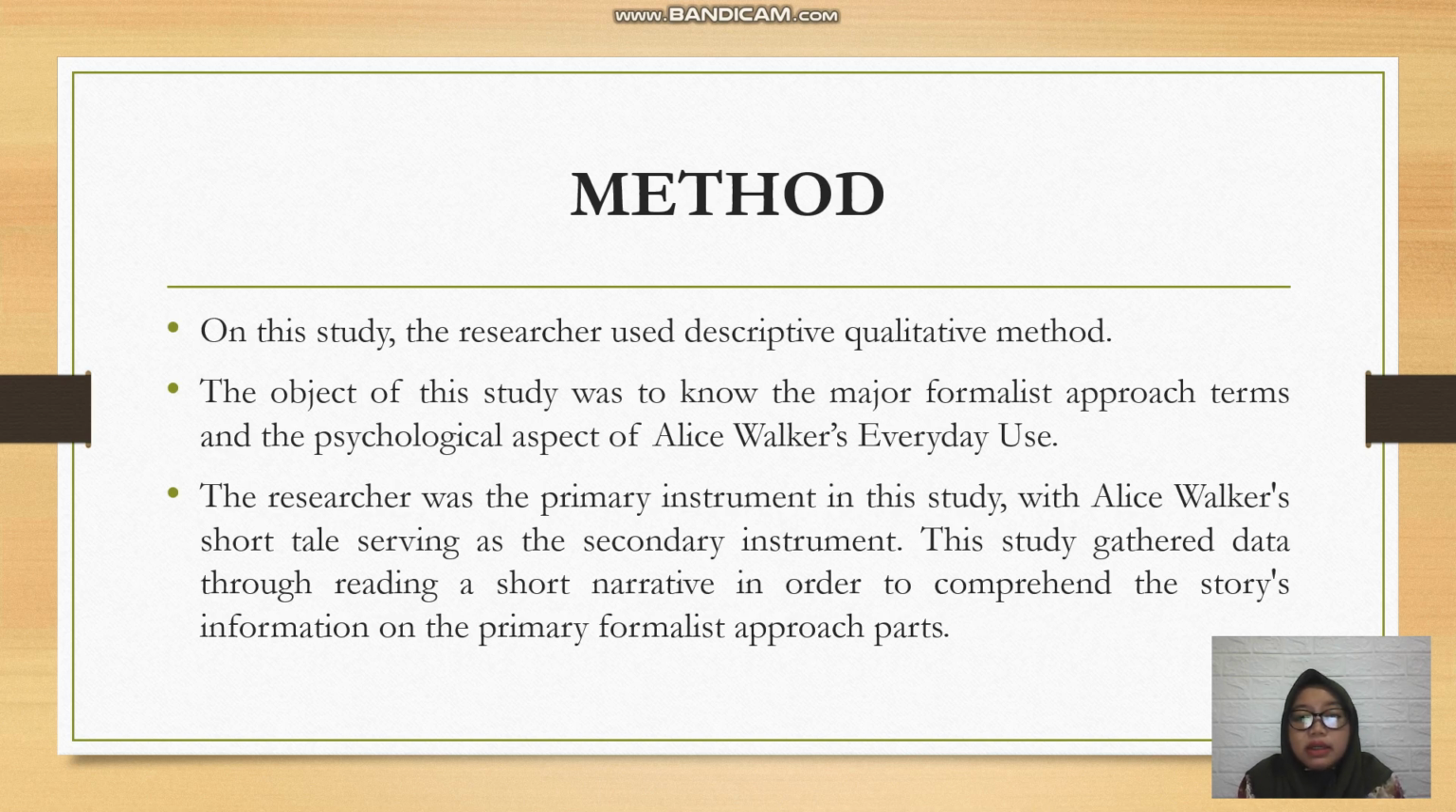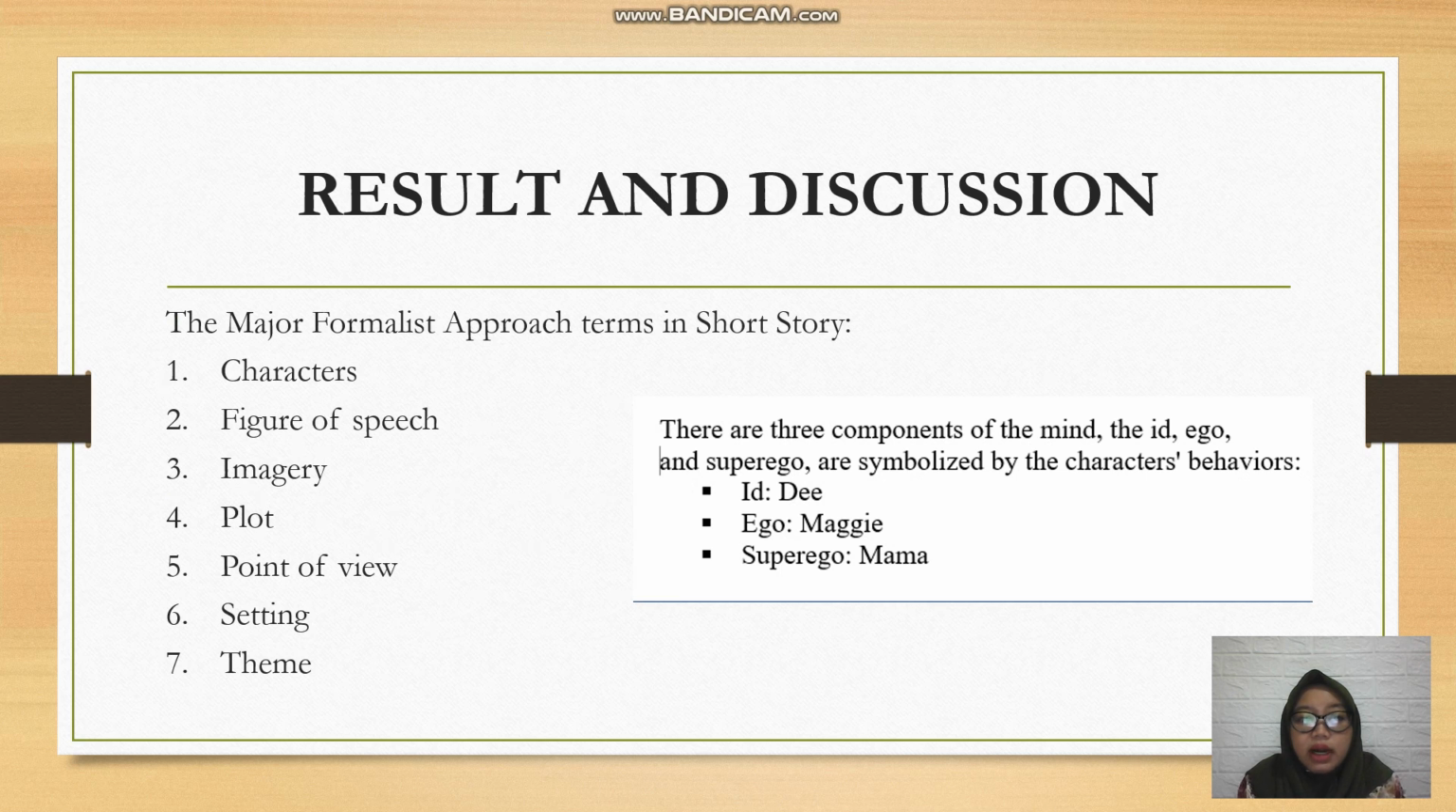In this study, the writer used a descriptive qualitative method. The object of this study was to know the major formalist approach terms and the psychological aspects of Alice Walker's Everyday Use. The writer was the primary instrument in this study, and the Alice Walker short story is the secondary instrument. The study gathered data through reading the short narrative in order to comprehend the story's information on the major formalist approach parts. There are seven major formalist approach terms in this short story.